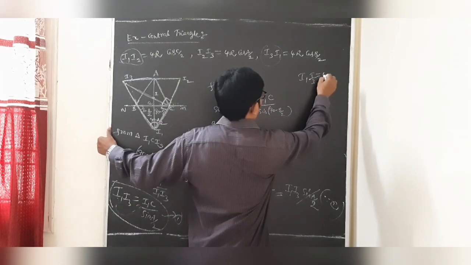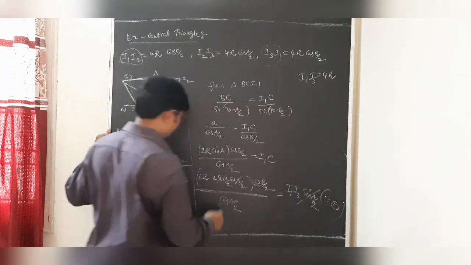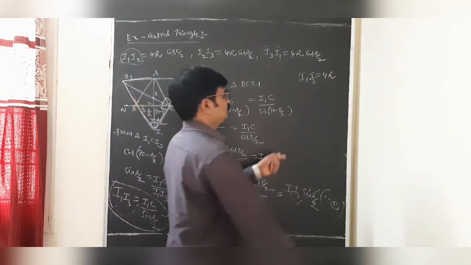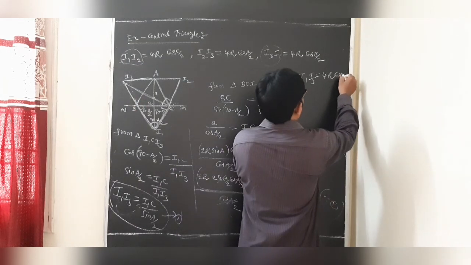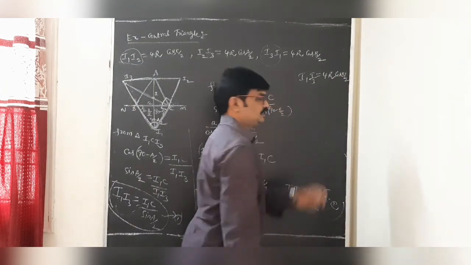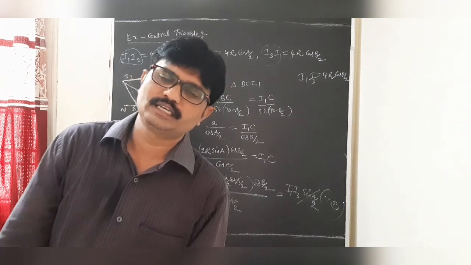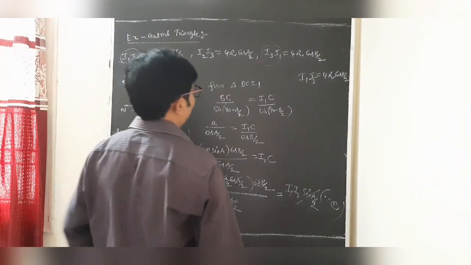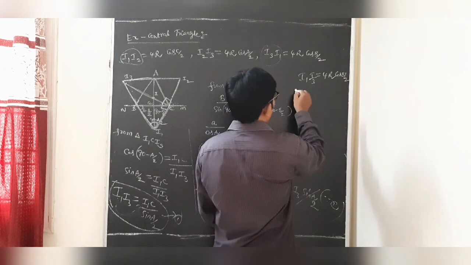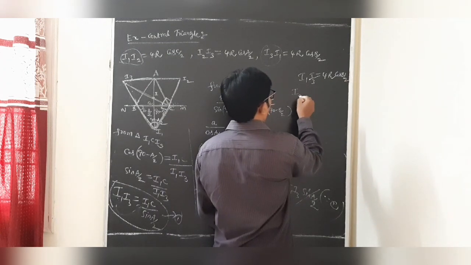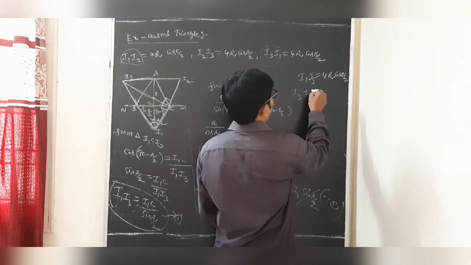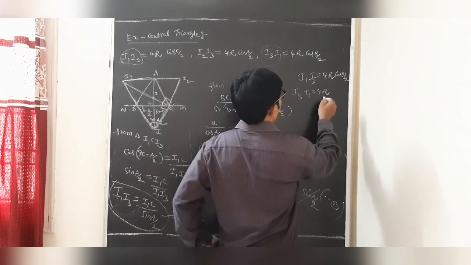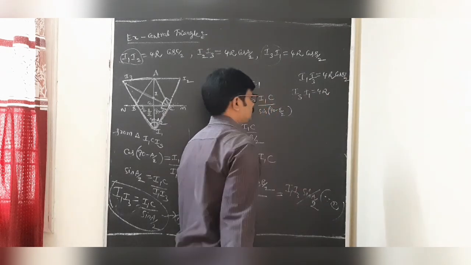What is the value of I1 I3? 2 into 2 is 4R cos B by 2. What is it, students? 4R cos of B by 2. This is the value of I1 I3. My dear students, I1 I3 is 4R cos B by 2. Similarly, we can prove I3 I1 is 4R, I1 I3 is 4R cos B by 2.